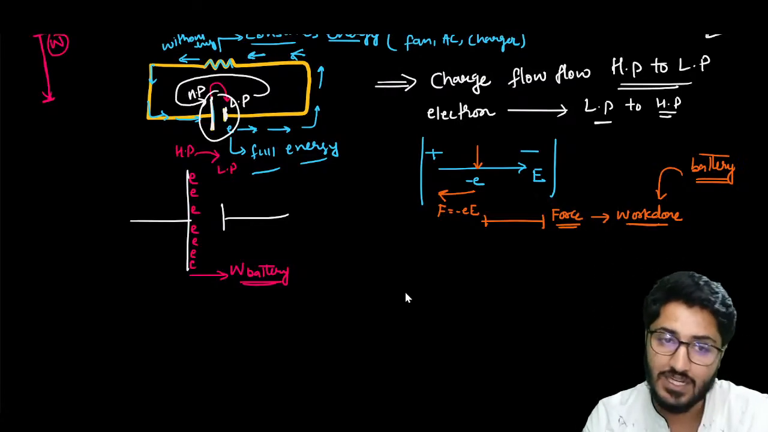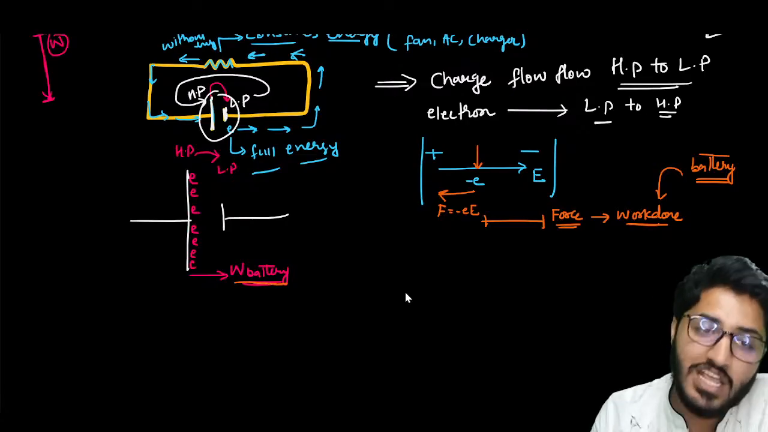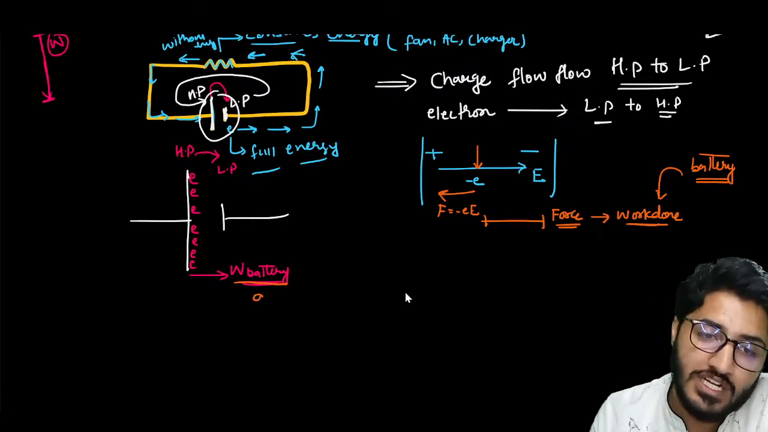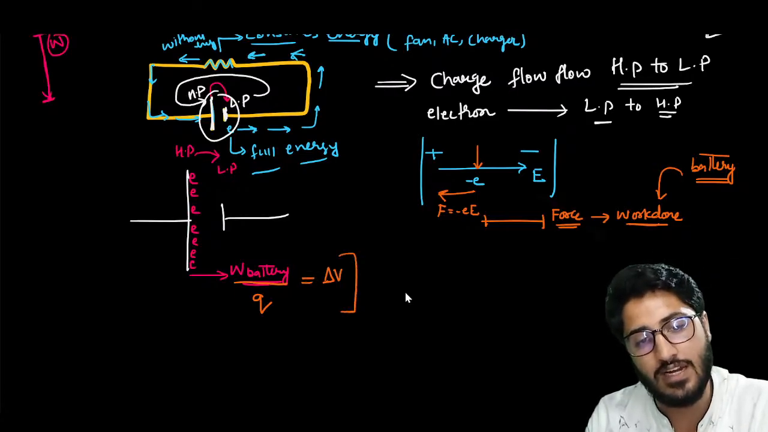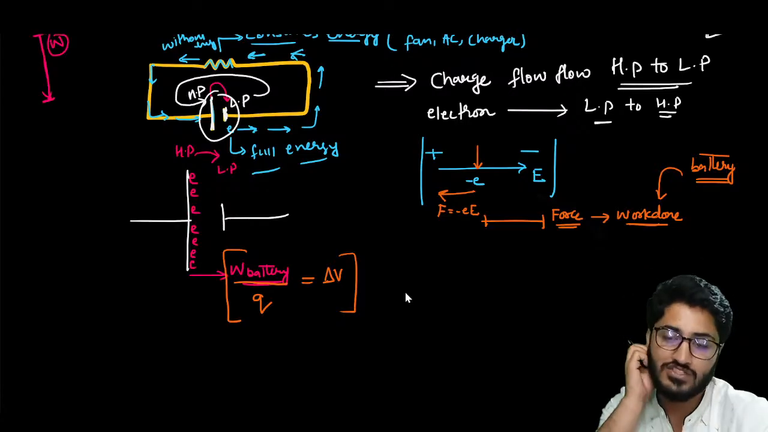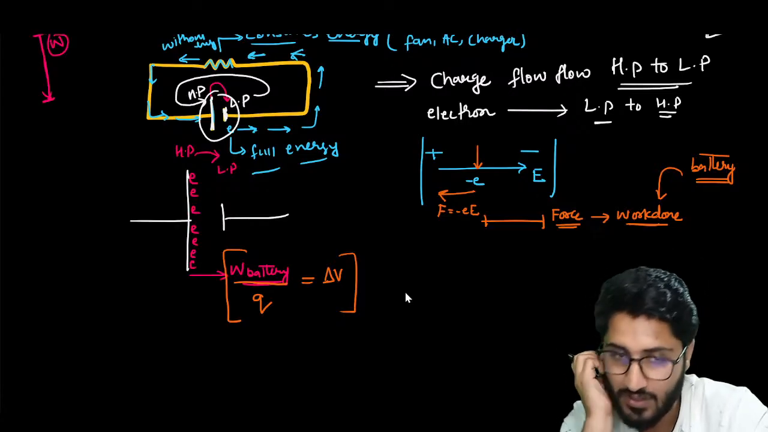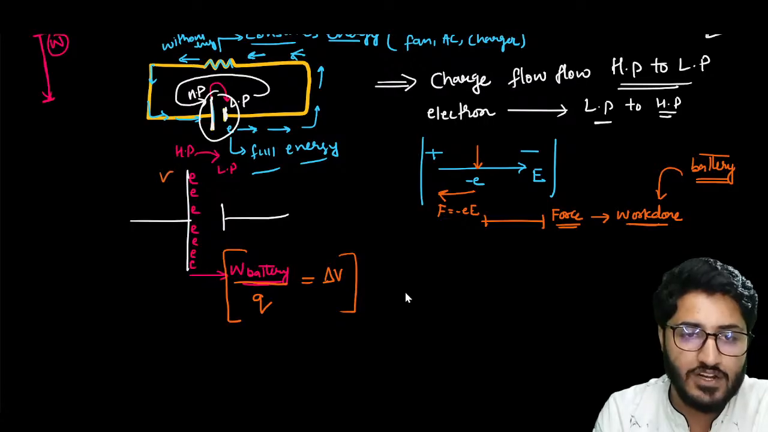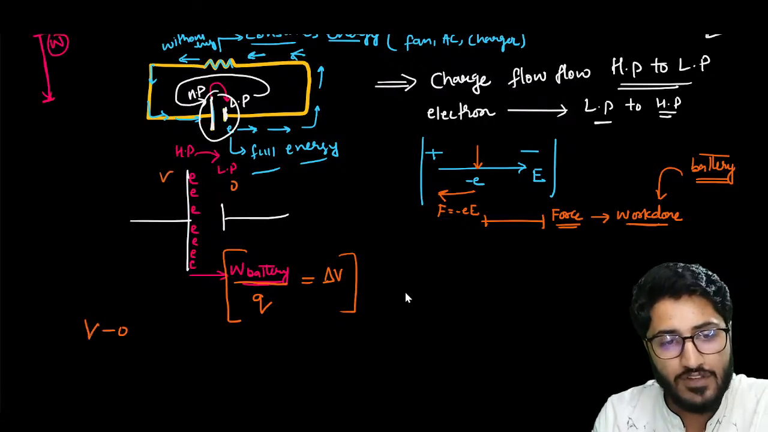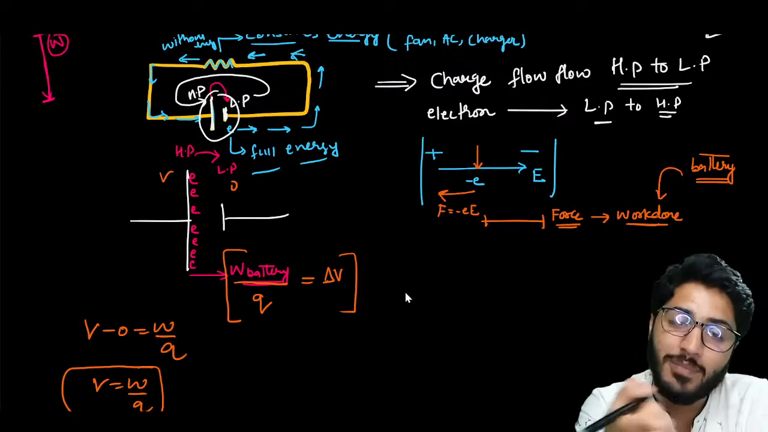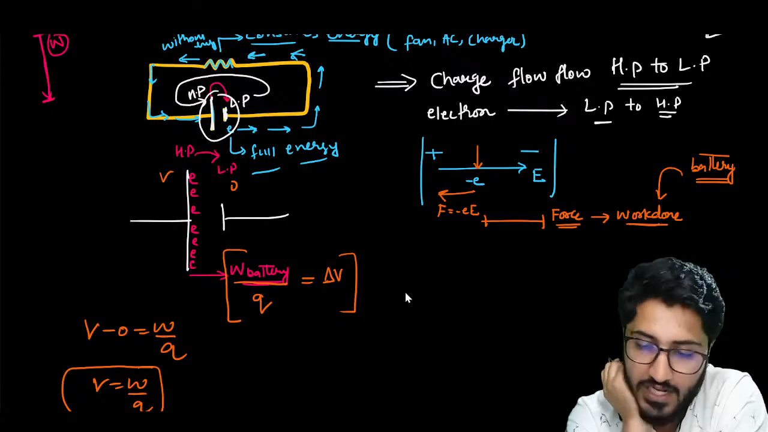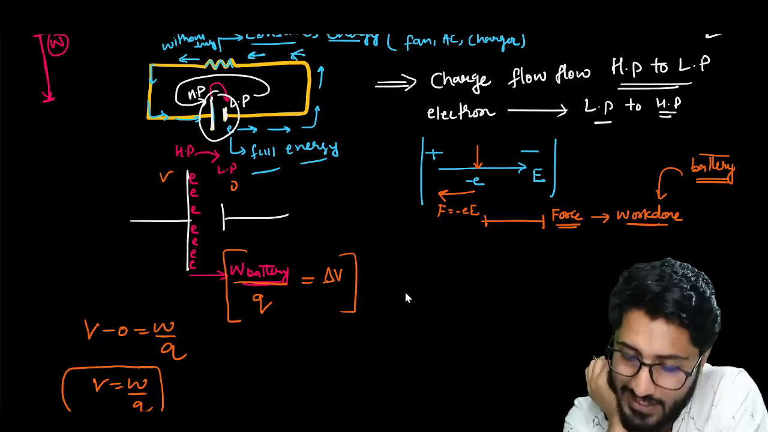So what you can see now, sir, is work done in taking a charged particle from high to low potential divided by your charge is delta V, the change in electrical potential. Or if potential here is V and here is 0, I can write V minus 0 is W by Q. So V is W by Q. We know it from electrostatics. Here also, it is work done by the battery only. It is volt, no?